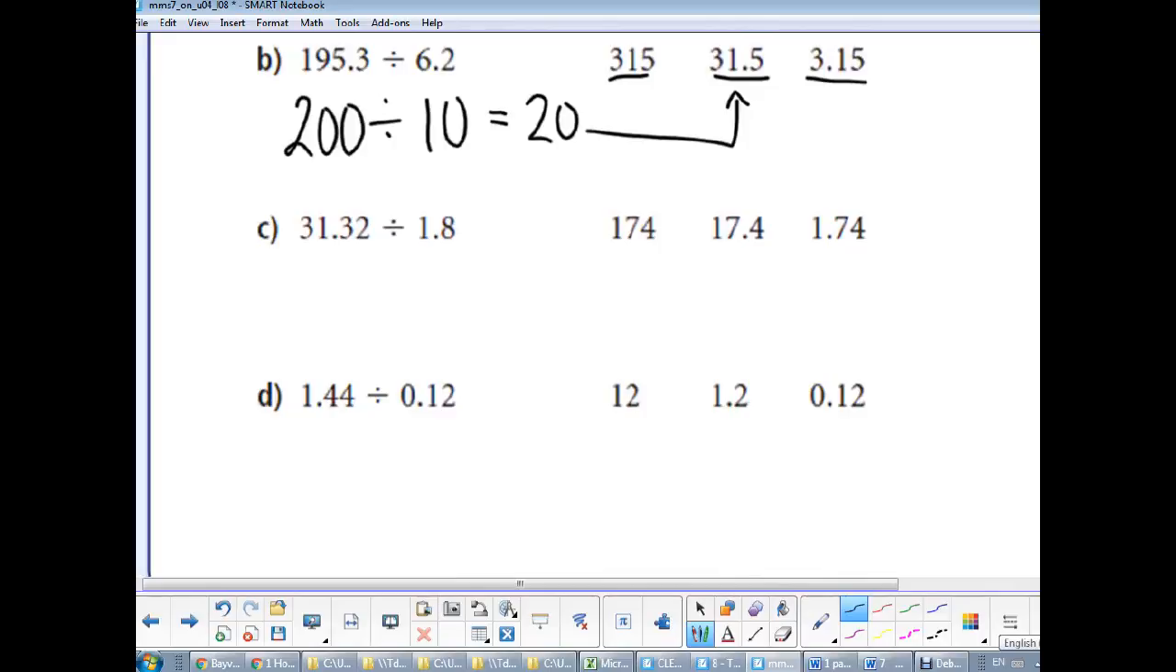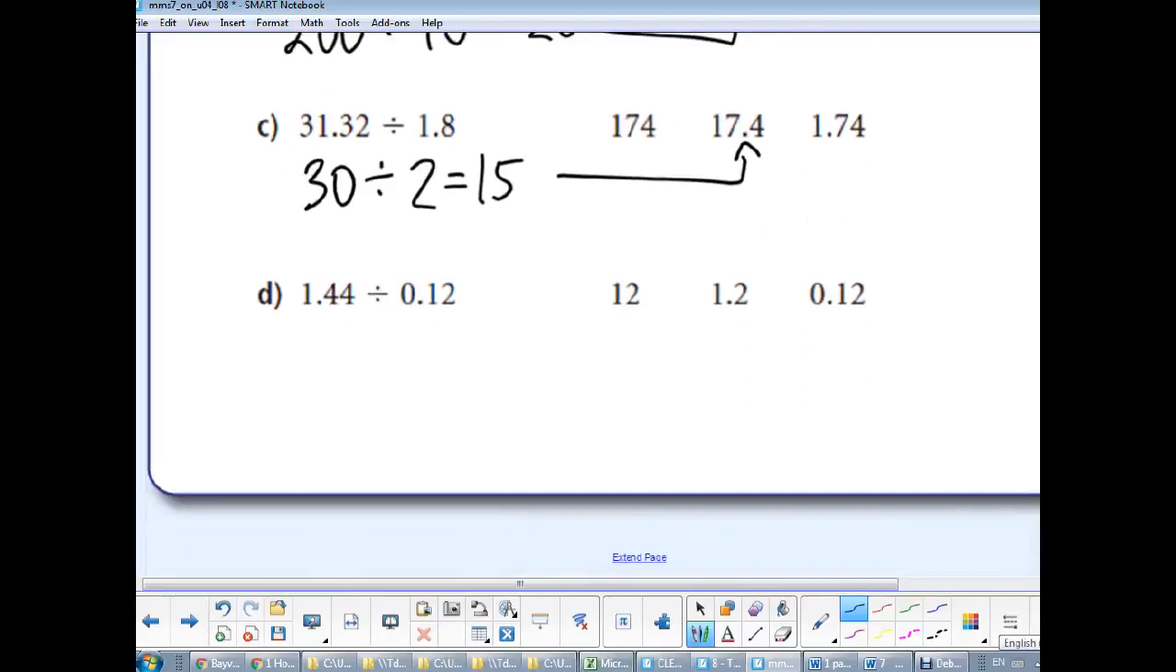31 and 1.8. So let's turn that into 30, and divided by 2, we can figure out is 15. So our answer is going to be 17.4. And finally, D. 1.44 and 0.12. That's a little bit tricky, so we'll turn that into 1 divided by 0.1. And how many times does 0.1 go into 1? It goes in 10 times. And so the answer is going to be 12 here.